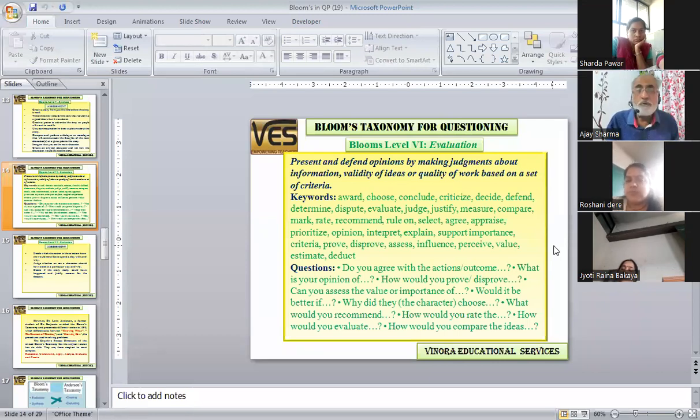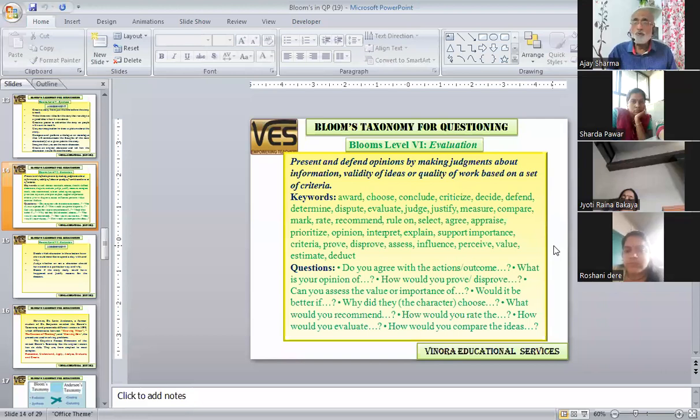So what would you recommend? How would you rate? Do you agree with the action? Do you disagree with the action, or do you agree with the outcome? And basically this particular skill of evaluation is developed by what we have in the public school systems, we have got inter-house debates. Agree or disagree? And both of them put their points with the strength.